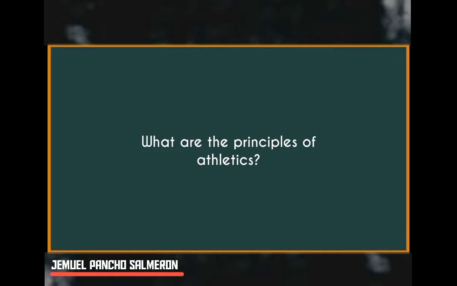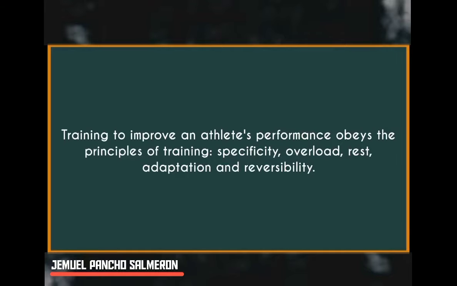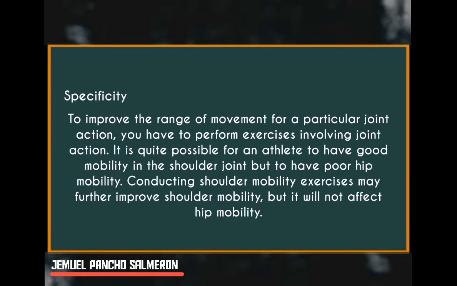What are the principles of athletics? Training to improve an athlete's performance obeys the principles of training: specificity, overload, rest, adaptation, and reversibility. So when we say specificity, it's to improve the range of movement for a particular joint action. You have to perform exercises involving joint action. It is quite possible for an athlete to have good mobility in the shoulder joint, but to have poor hip mobility. Conducting shoulder mobility exercises may further improve shoulder mobility, but it will not affect hip mobility.